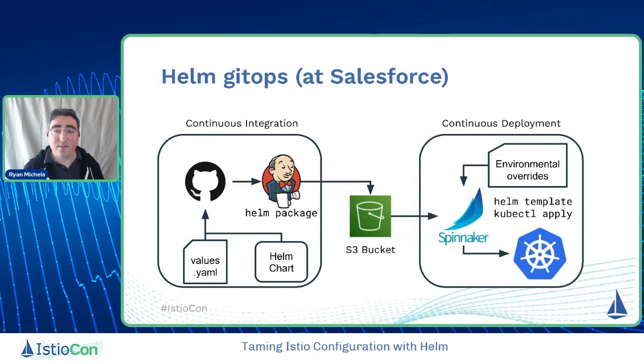Next, a Spinnaker pipeline is executed to install the chart in Kubernetes, leveraging Spinnaker's native Helm support. The first Spinnaker pipeline stage reads the chart from S3 and renders it as YAML, passing any environmental specific configuration override specified in the pipeline. The last Spinnaker pipeline stage applies the rendered Helm YAML to Kubernetes and waits for all of the new resources to stabilize. So from commit to deploy, developers never need to interact directly with the low-level Istio or Kubernetes primitives, all thanks to the complexity abstracting power of Helm.